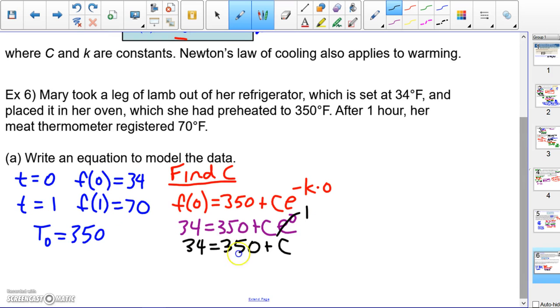So solving, I'm going to subtract that 350 over there and get c equals negative 316. So that's just a constant. Negative 316 degrees is a constant. Now I'm going to use that constant and find k.